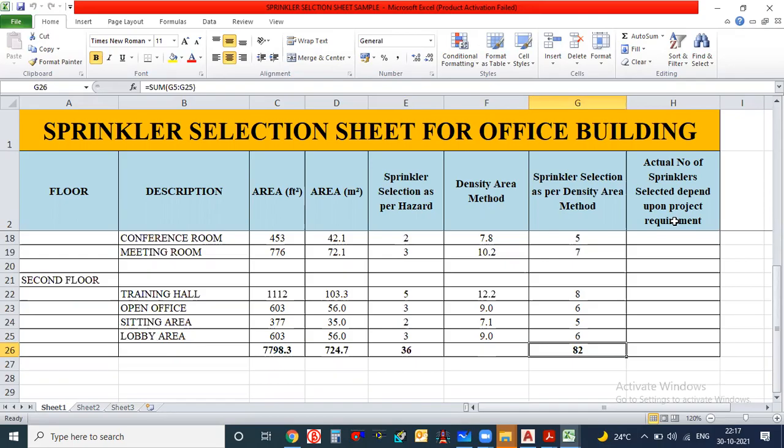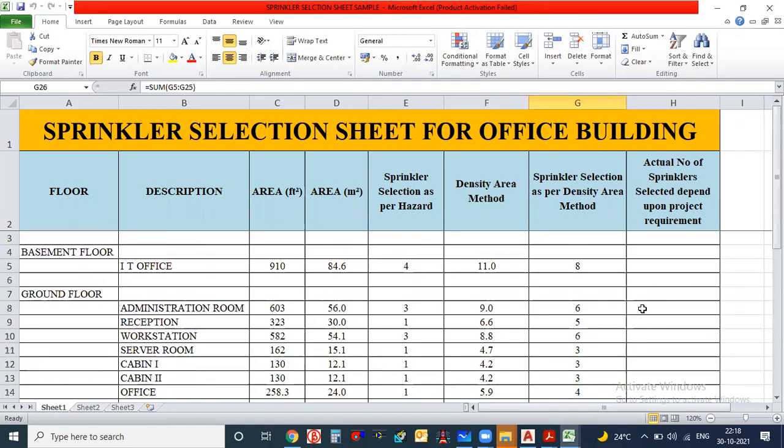To avoid confusion, what I have done: the actual number of sprinklers selected depends upon the project requirement. Suppose a client wants 50 sprinklers. A client will always be selective or calculative in terms of cost cutting or money, they will always think about the budget only. So I have simply written here, actual number of sprinklers selected depends upon the project requirement.